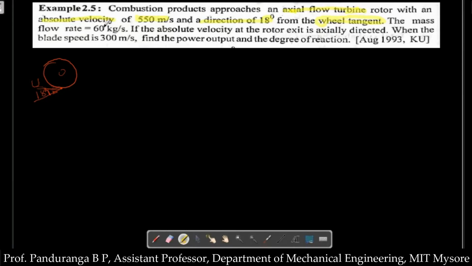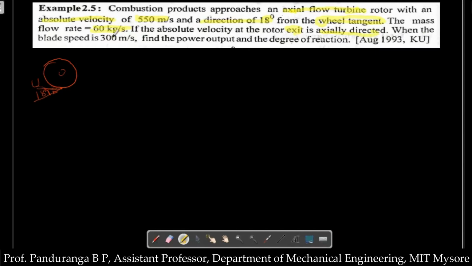The mass flow rate is 60 kg per second. If the absolute velocity at the rotor exit is axially directed, which means to say that the absolute velocity at the rotor exit is v2 and v2 is axially directed. So here at the rotor exit is v2, v2 is axially directed. So I'll draw the velocity triangle to show that.